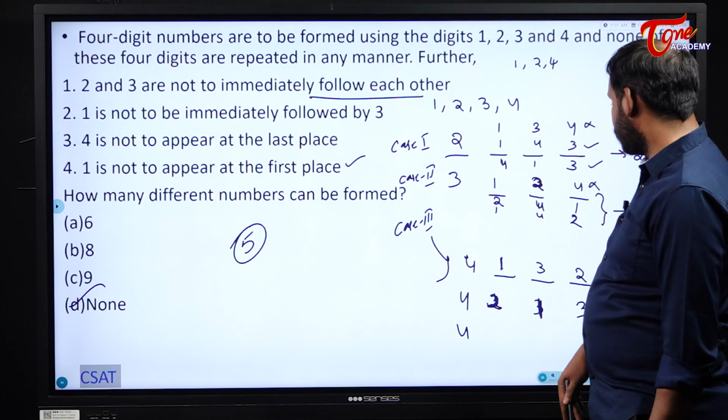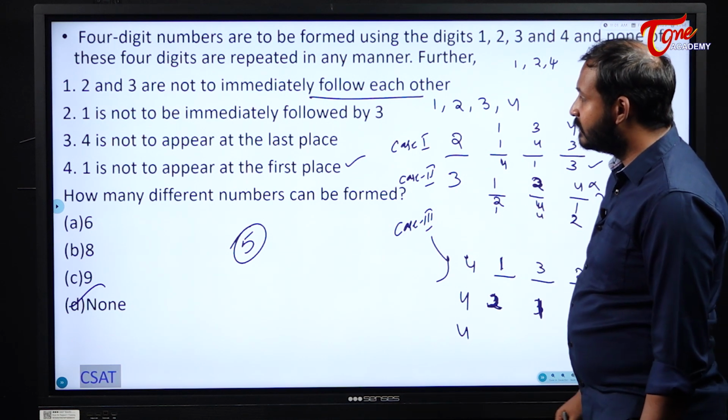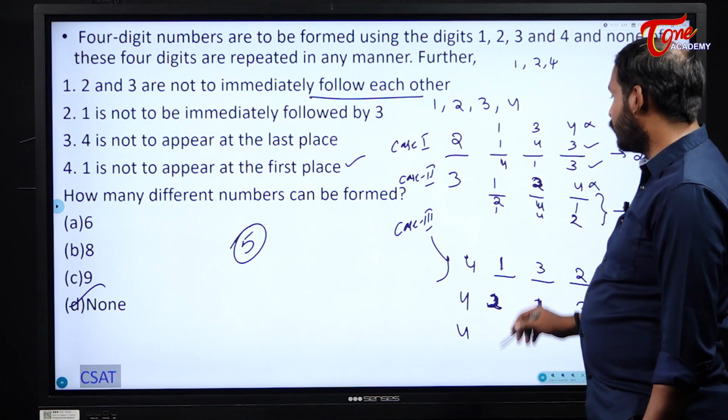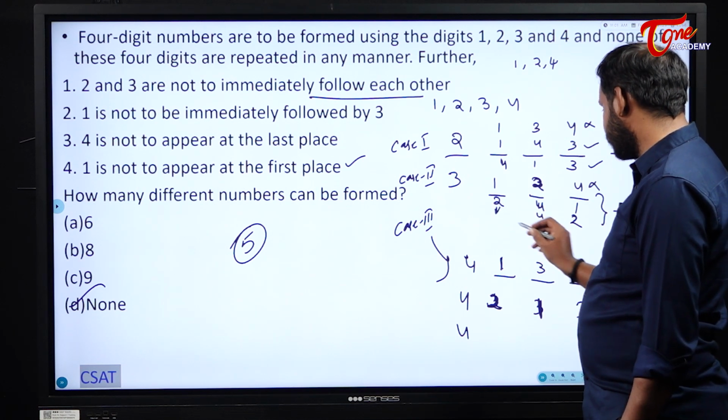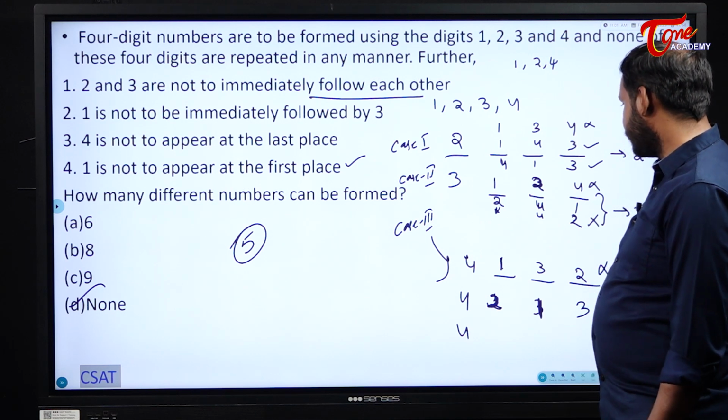Think, not count this one here. 3 should not be followed by 1, right? 1 is not immediately followed by 3. So this is not the case for us. This case is gone. What is the other choice which we can make here?